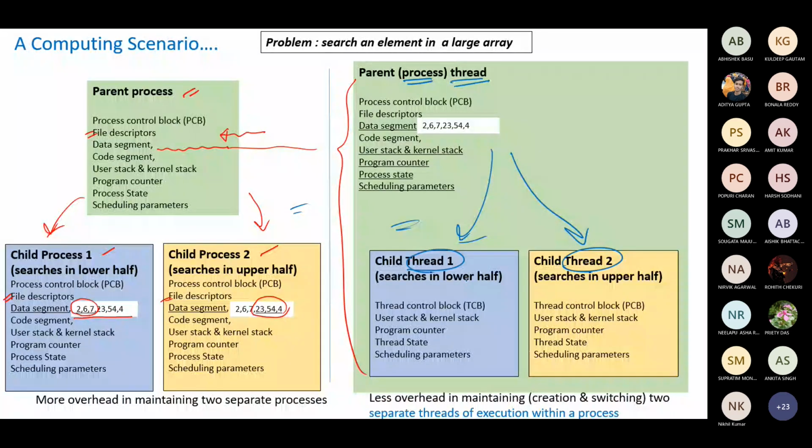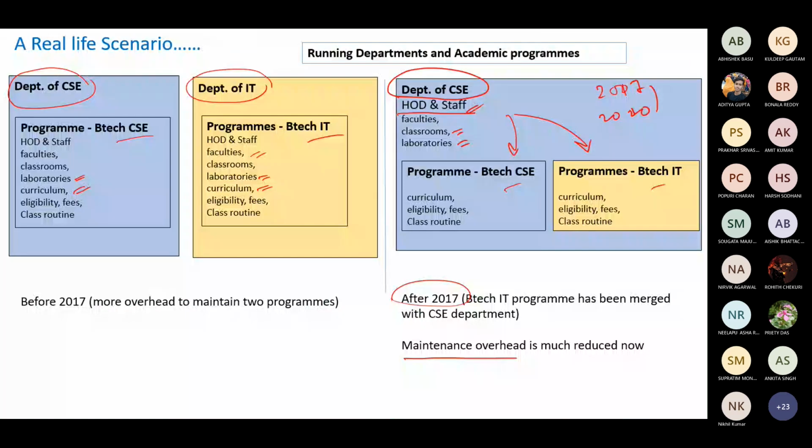As in the case of the BTech programs, we know that this portion is common to both programs, BTech CS and BTech IT, but precisely speaking, the curriculum is not exactly the same. They might have different sets of electives. They might have some subjects that changed in the final year or pre-final year. The fees might be different. The class routine will also be different. So they will have something of their own, unique, and there should be something that they can share. Same in this case.